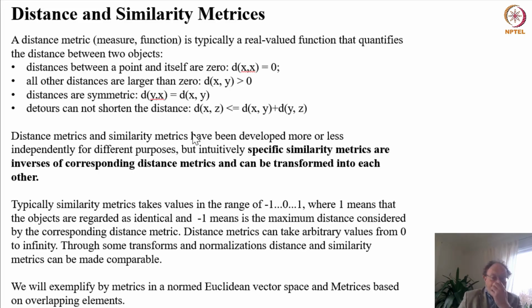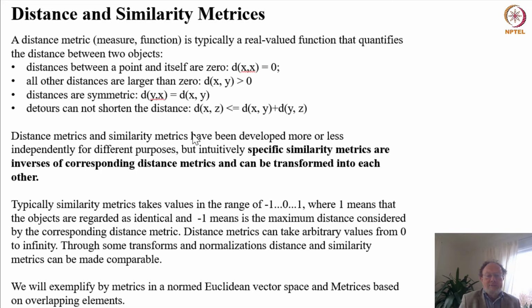Typically, similarity metrics take values in the range of -1 to 1. So they are always normed somehow, where 1 means that the objects are regarded as identical, and -1 is the maximum distance considered. So if you have a similarity of -1, these objects are as far from each other as you can think of in that context. While distance metrics often take values from 0 to infinity. But of course, there are then always some transforms and normalizations to be made to make distance and similarity metrics comparable.